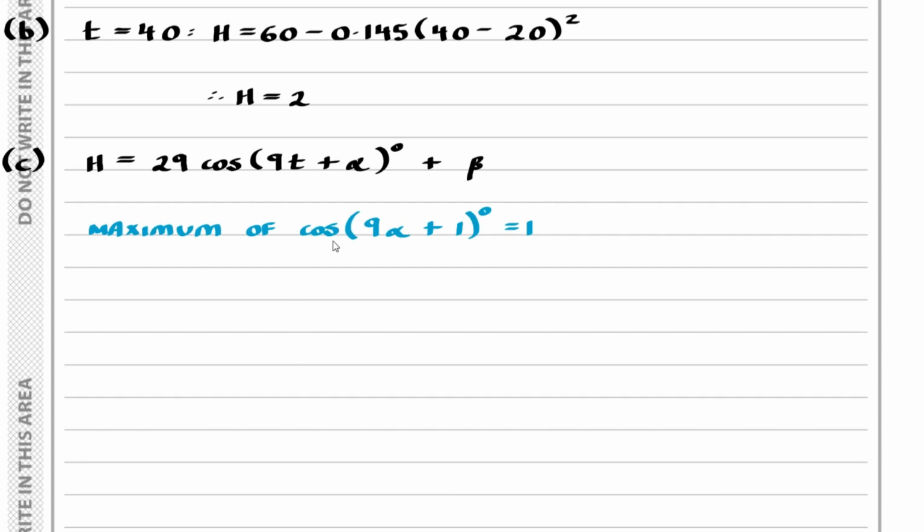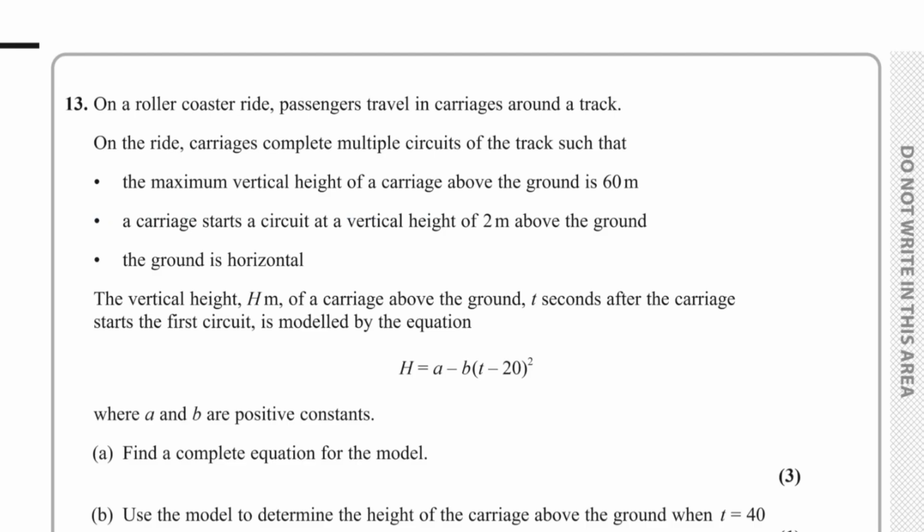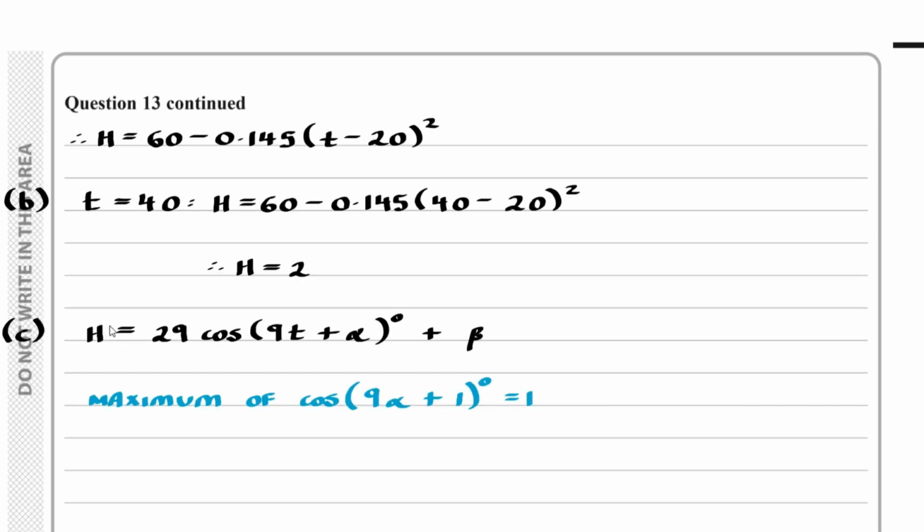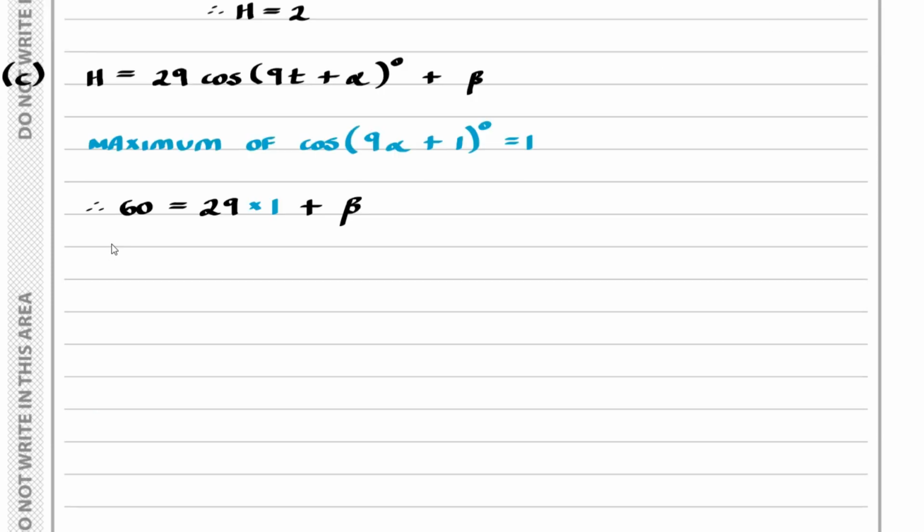And we know that the maximum of the cosine of 90 plus alpha degrees is equal to 1. And we know from the question that the maximum height is equal to 60, which means then the largest value of h is 60. So we have 60 equals 29 multiplied by 1, because this is where we have a maximum, plus beta. And with this equation, we can conclude beta is equal to 31. So with beta equaling 31, we can conclude h is equal to 29 multiplied by the cosine of 90 plus alpha plus beta, which is 31.